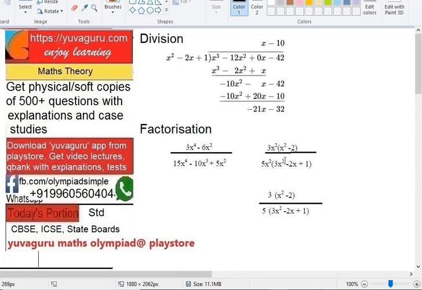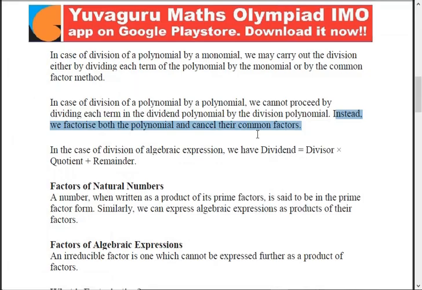Now what is common in numerator and denominator? X square, x square. So both of them gone. So what remains? 3 into x square minus 2 upon 5 into this whole expression, right? So this is one method and this is another method. So this is what is said in this sentence. We factorize the polynomials and cancel their common factors, right?